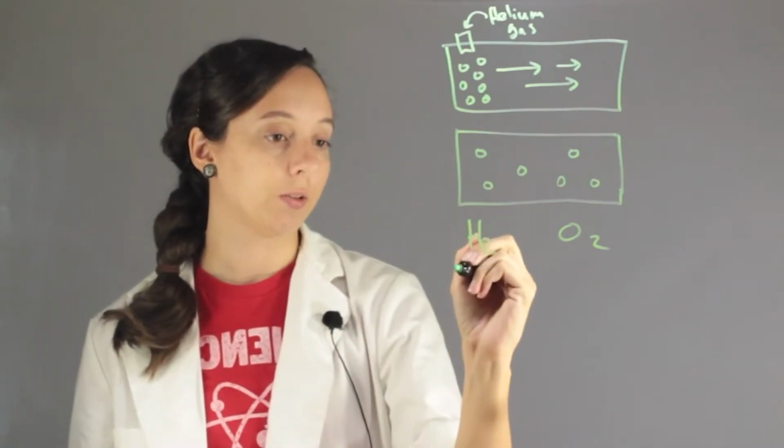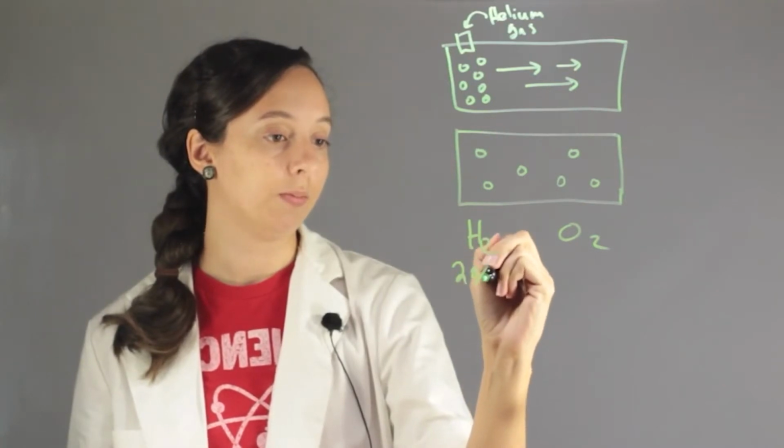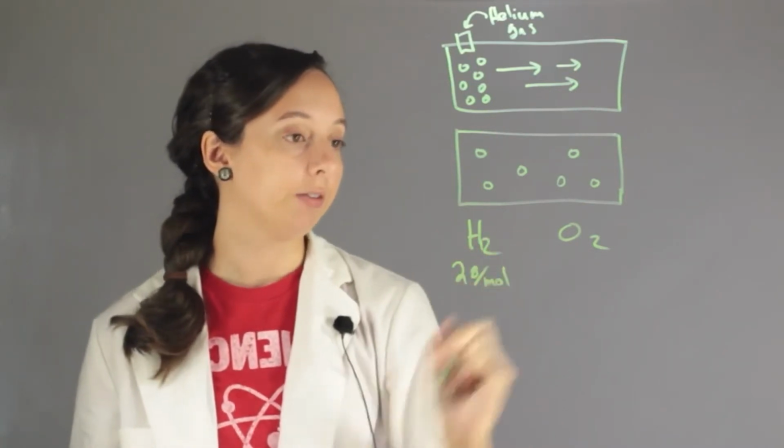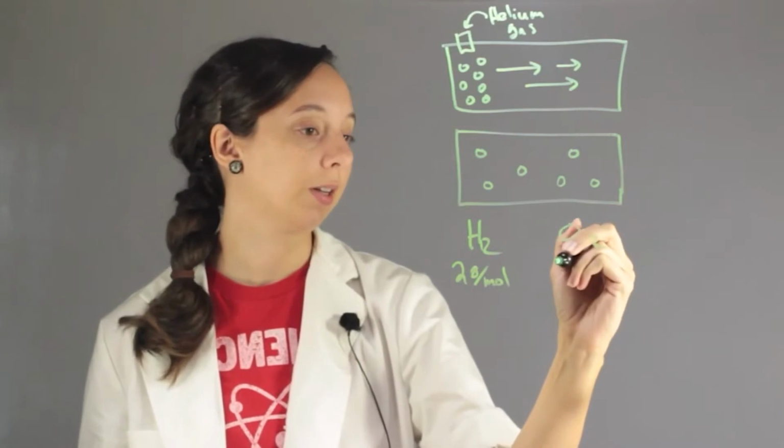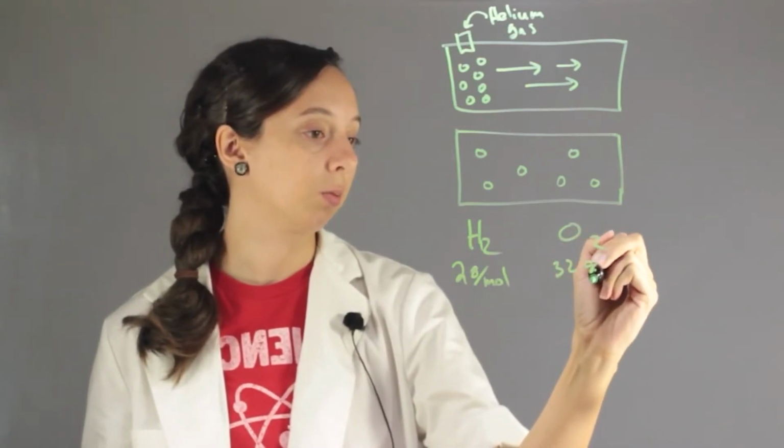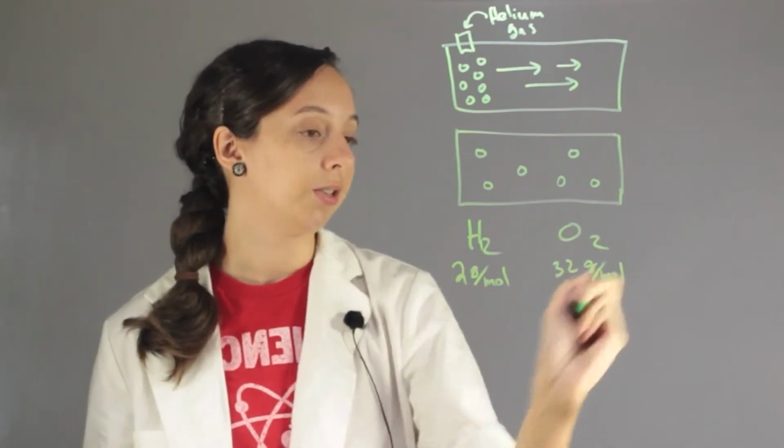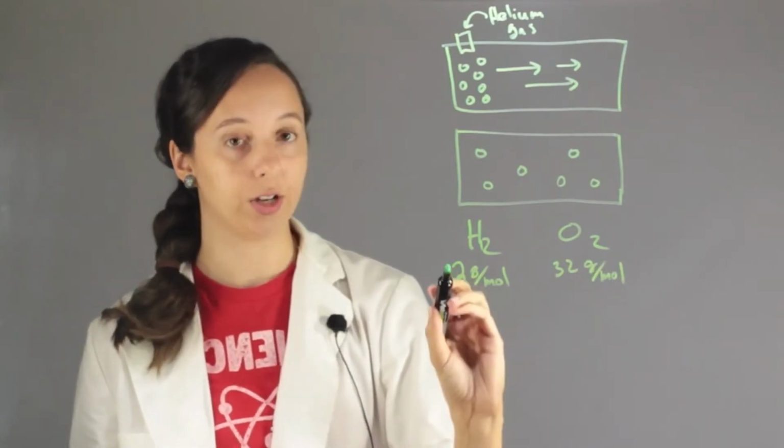And so its molecular weight is about 2 grams per mole, pretty light. And over here we have oxygen gas, and its molecular weight is 32 grams per mole. So oxygen weighs a lot more than hydrogen.